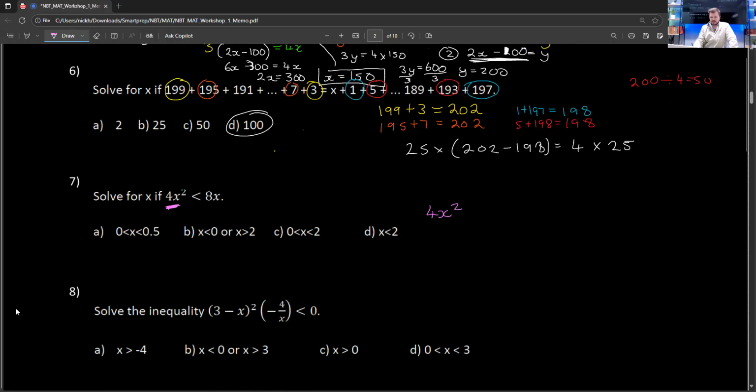But I'm going to show you how to do it correctly. So what we do is we take the 8x to the other side, and so we get 0. 4x squared minus 8x greater than 0. And then we take out an x from each of these. An x from each of these.